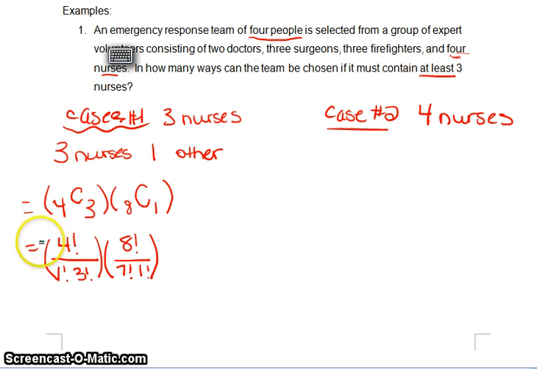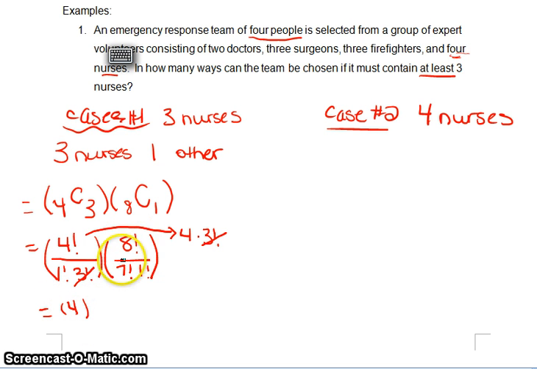Now going back, if you want to, you can put this into your calculators, or if you remember from last session, we can expand 4 factorial to be 4 times 3 factorial. Then 3 factorial in the denominator will cancel out with the 3 factorial in the numerator. So what we're left with is just 4 divided by 1 factorial, and 1 factorial is just 1. So that one is just 4.